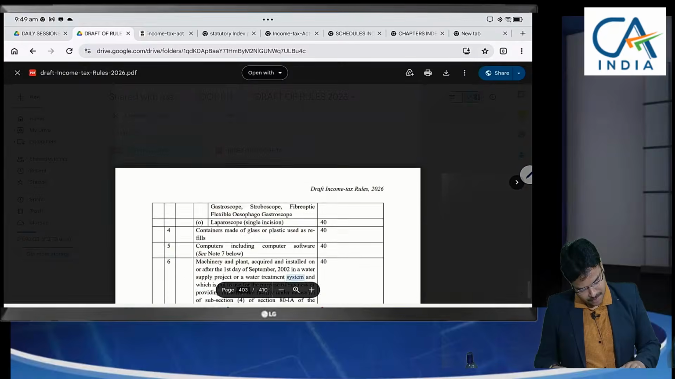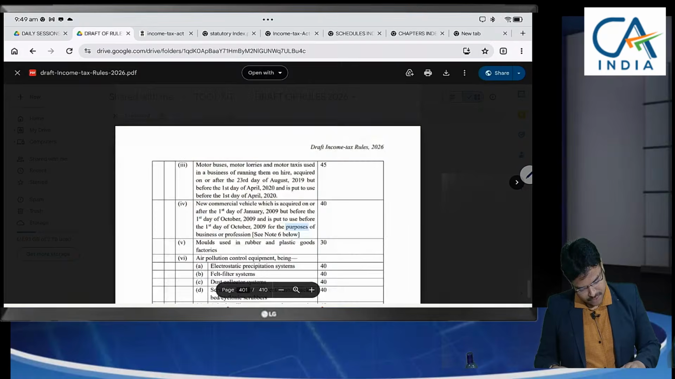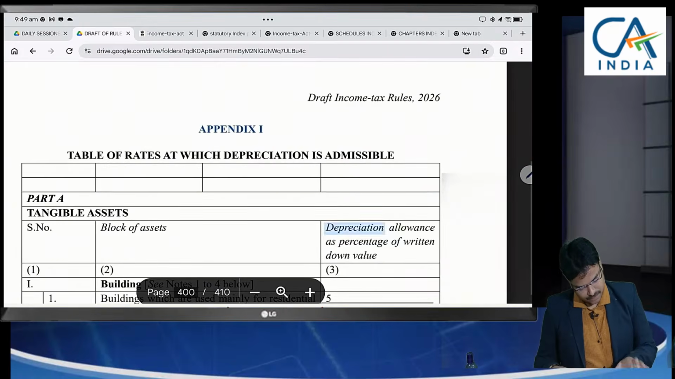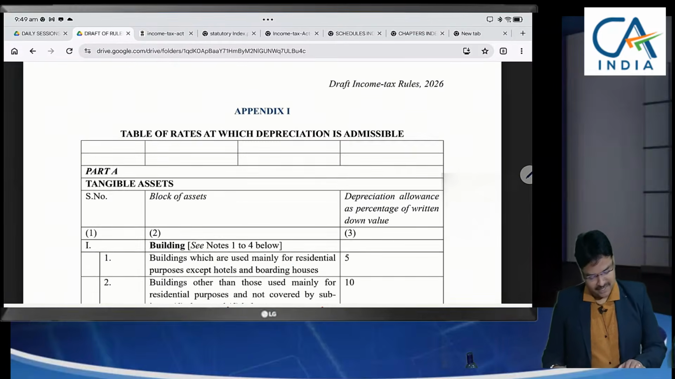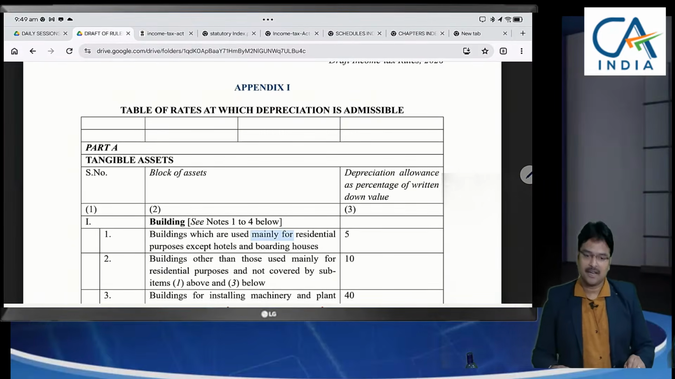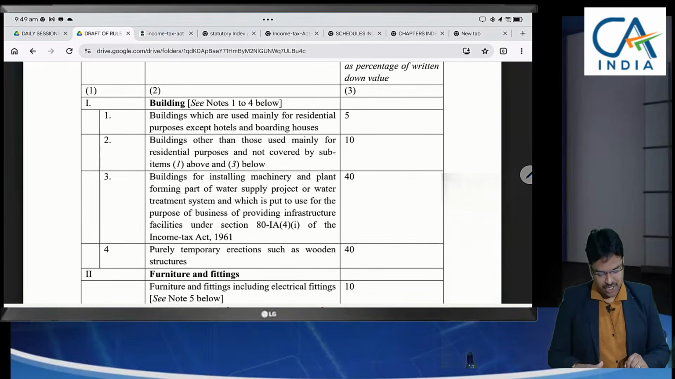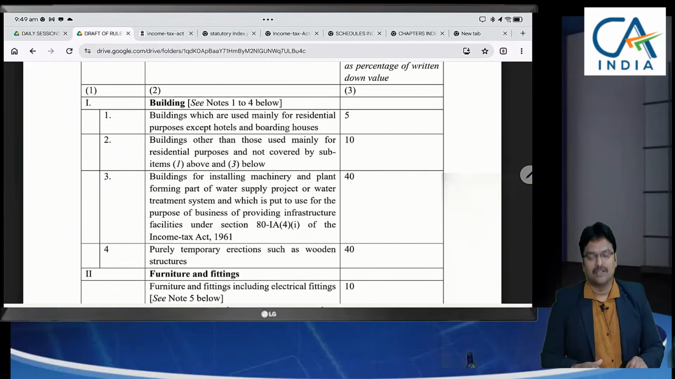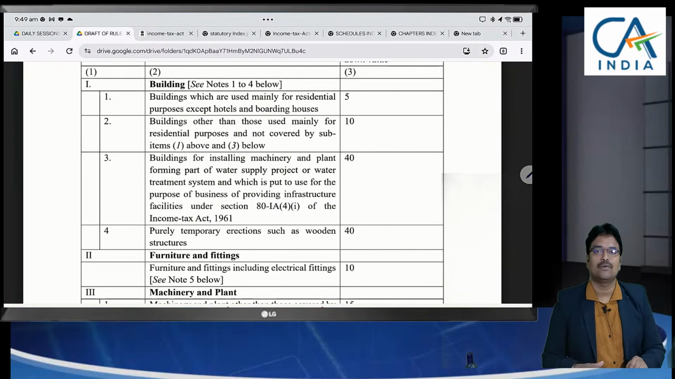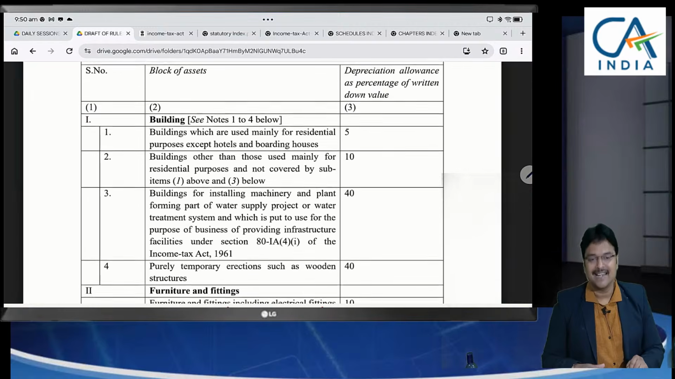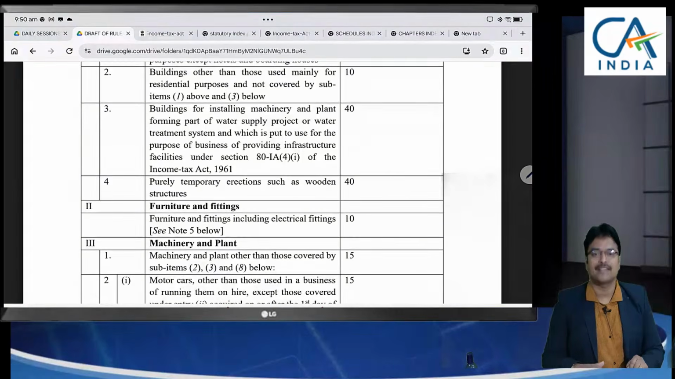So, here are the depreciation rates which were given in income tax rules. Table of rates at which depreciation is admissible. These depreciation rates I have summarized and given. So, they are not descriptive, a comprehensive list is only given in the material. If you want detail, you have to go through these income tax rules.